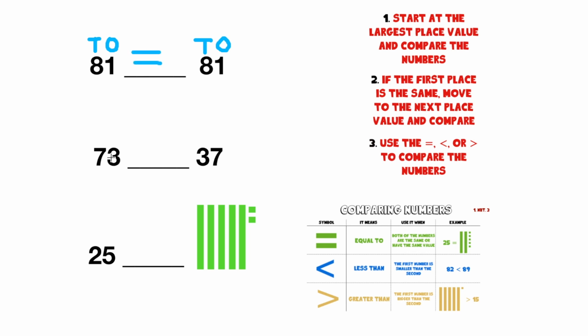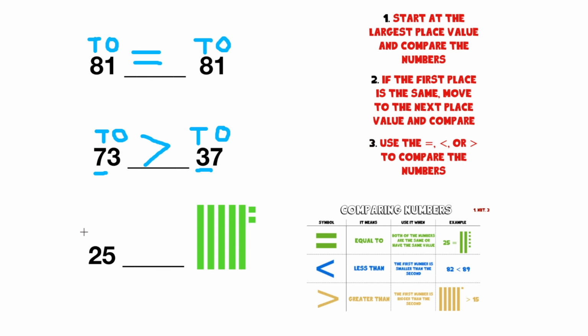Then when comparing 73 and 37, once again, you should have labeled your numbers using our tens and ones. And if we started at the largest place value, you would have noticed that 73 has 7 tens and 37 has 3 tens. Don't get confused just because they both have a 7 and a 3. If we're looking at just the tens place, 73 has 7 tens, 37 only has 3 tens. We know that 7 tens is more than 3 tens. So since that is a larger number, we know that 73 is greater than 37. So we use the greater than sign.